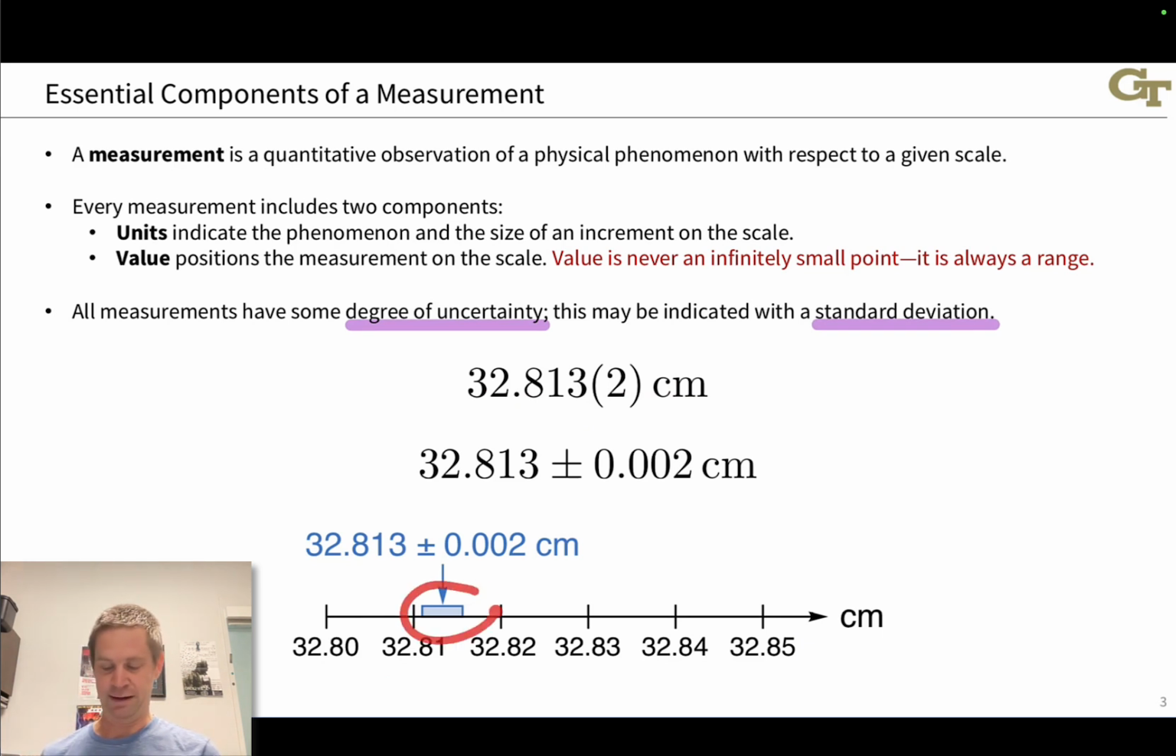It's a range of values, and that's what I'm representing here with this blue rectangle. The measurement refers to a range of values. The 2 key pieces here are the units, centimeters in this case, and the value, which is 32.813 plus or minus 0.002, keeping in mind that there's some uncertainty in the value.